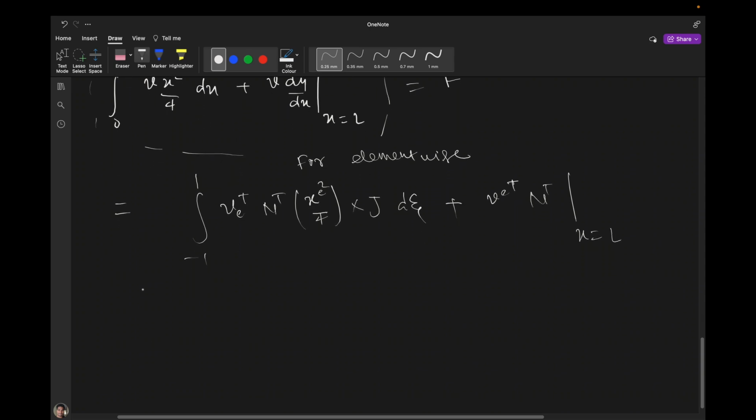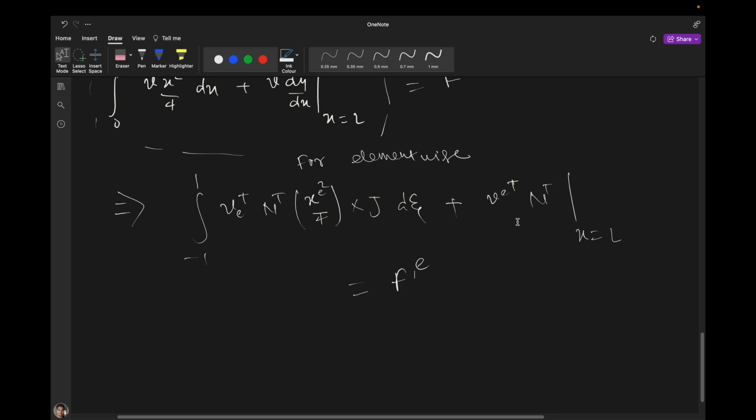Okay, so yeah, this is the force function for element wise. Now we will move to that, but you can clearly see that this term will run for every element. But this term will not run for every element. For other elements this term will become zero, and only when x equal to 4, or you can say when x becomes L, this term will survive.